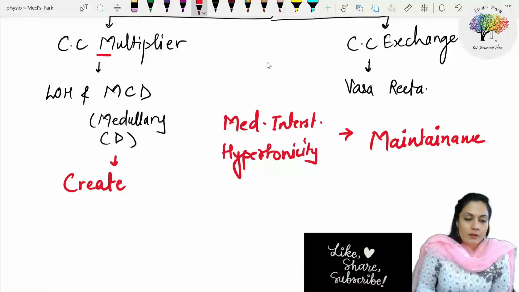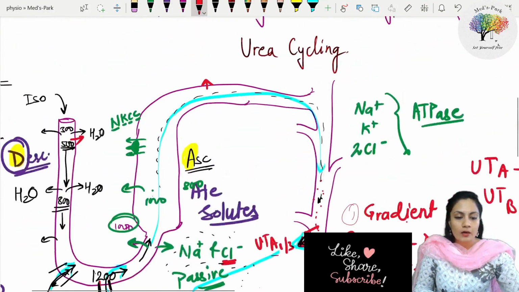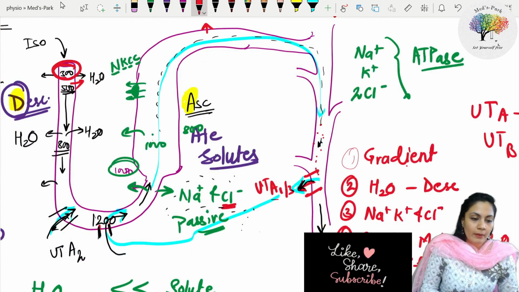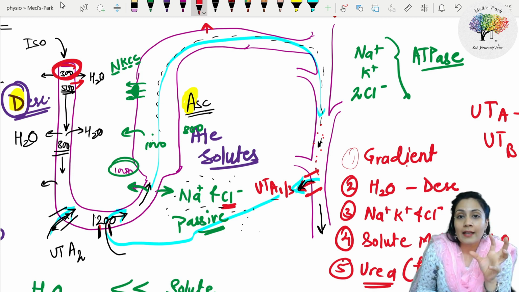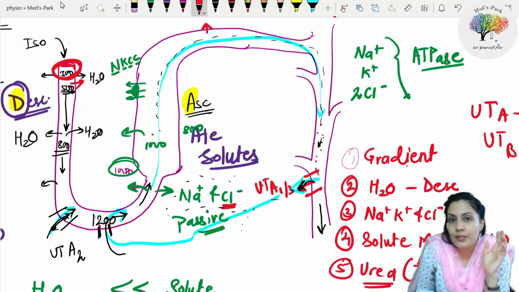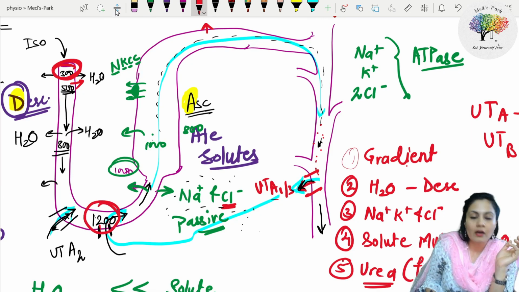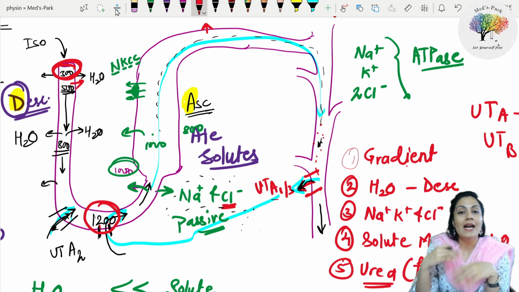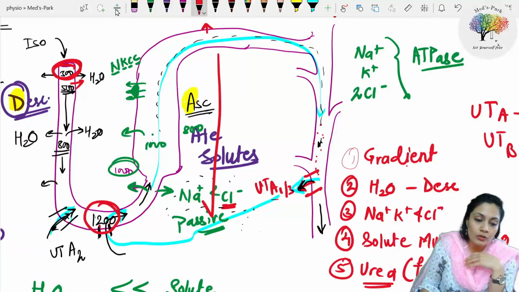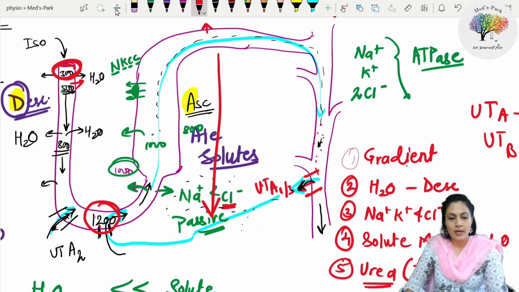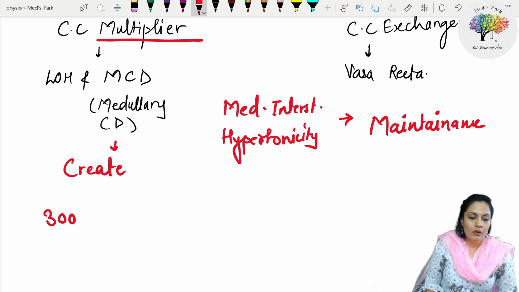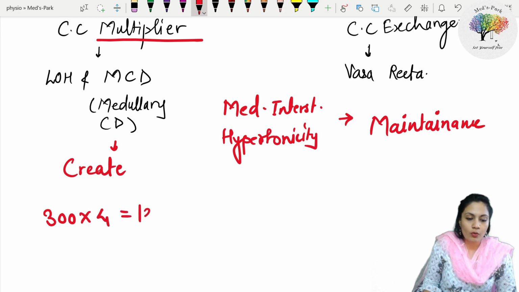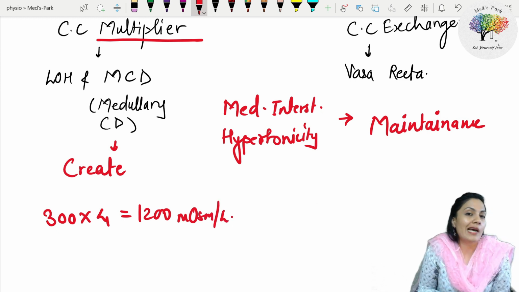Now, why is it called a multiplier? Understand over here that whenever the tubular fluid came into the descending limb of loop of Henle, it had an osmolarity almost similar to that of the plasma, that is isotonic. But when it came over here, it became 1200, which will create the gradient throughout the medullary interstitium also. That's why it is known as multiplier, because it is multiplying the osmotic gradient by 4 times, in milliosmoles per liter.